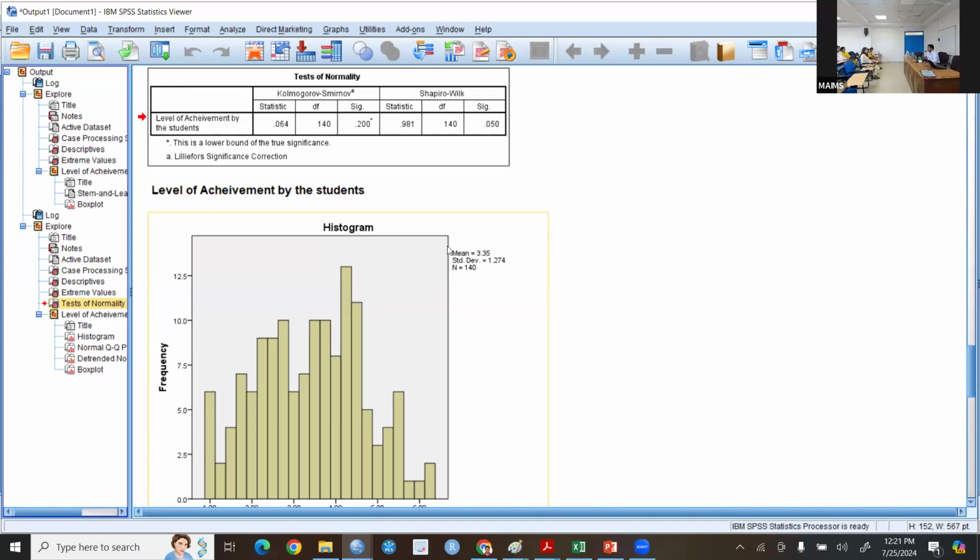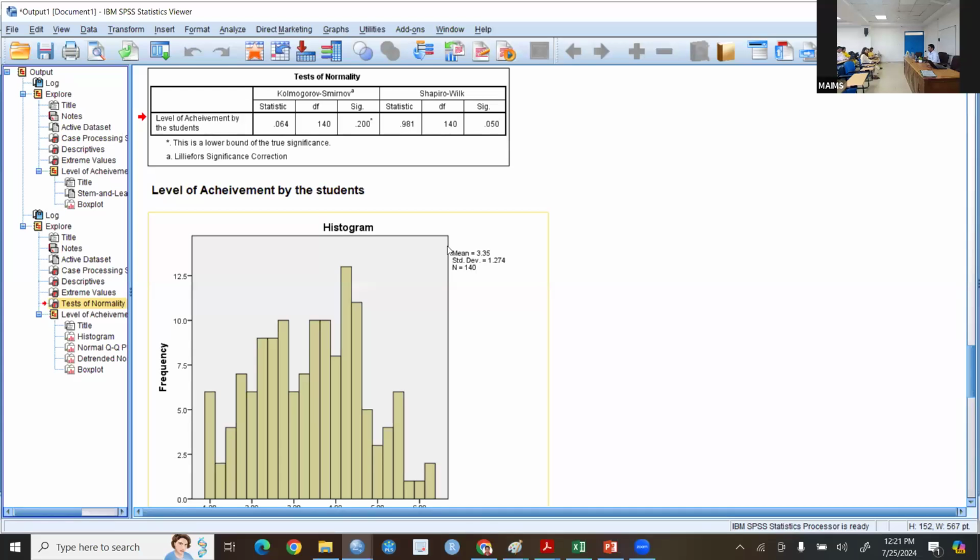So what is the KS test suggesting? It is suggesting we failed to reject the null hypothesis. And what was the null? The null is that the population from where we have drawn the sample is normally distributed. That means KS has given that you are fit to apply a parametric test.